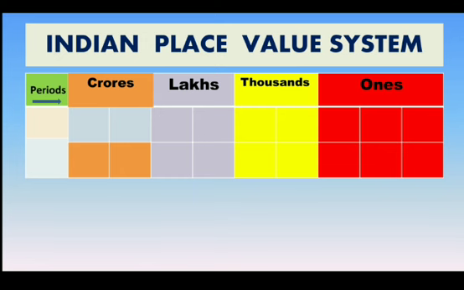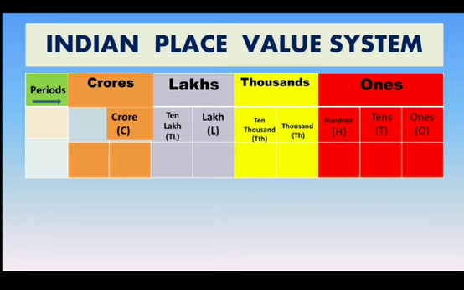Ones period consists of 3 places, that is ones, tens and hundreds. Thousands period consists of 2 places, that is thousand and 10,000. Lakhs period consists of 2 places, lakh and 10 lakh. Crores period consists of 2 places, that is crore and 10 crore. All these are called the places.